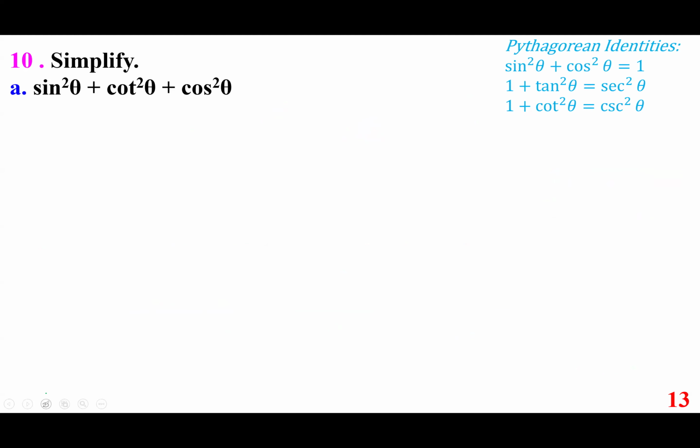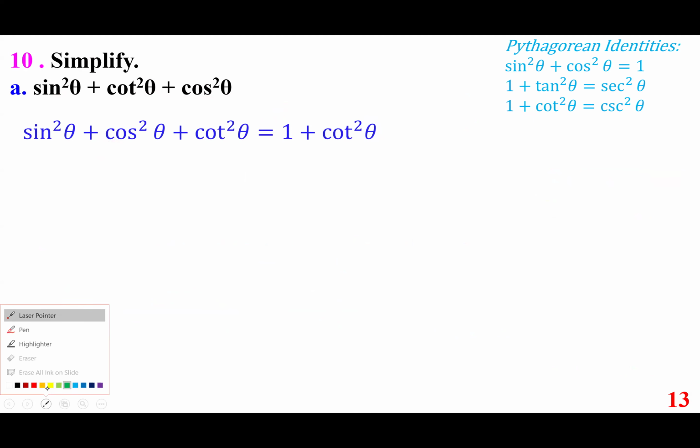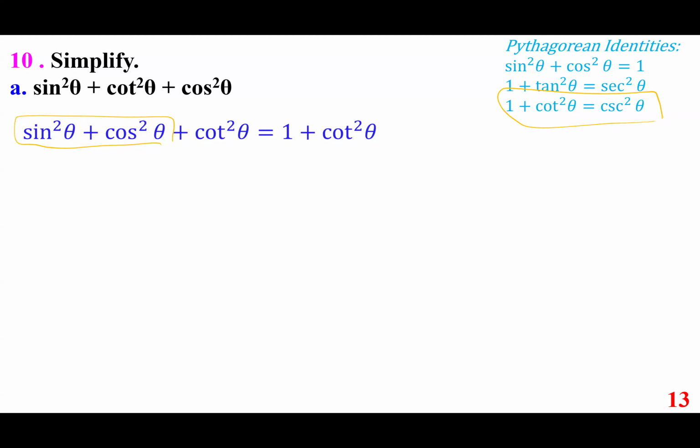Sine squared theta plus cotangent squared theta plus cosine squared theta. You don't have to move them, but just in case, if you move them next to that, you notice that these two add up to 1. So we get 1 plus cotangent squared, which is cosecant squared.